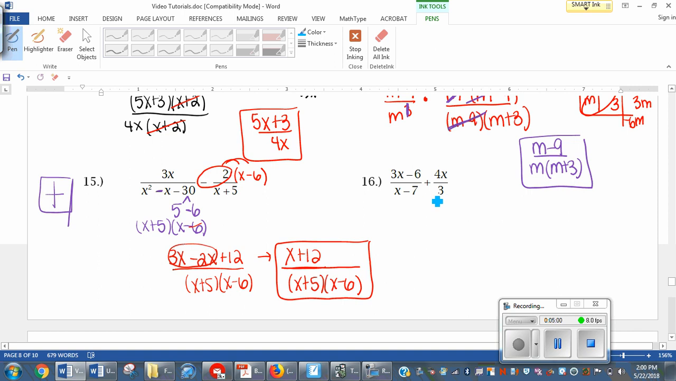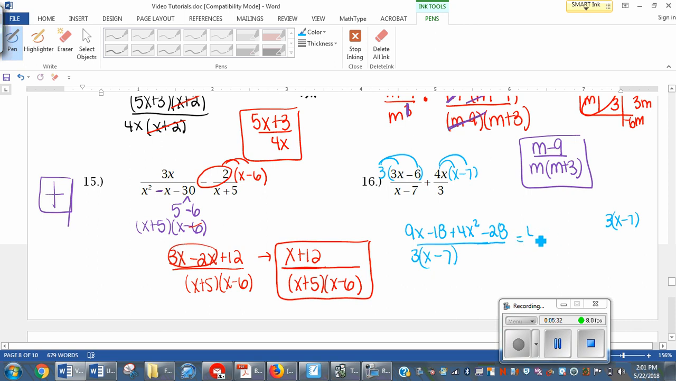Alright, so in this case we want to use both in our common denominator. We want to have 3 and x minus 7. So the first one's missing a 3. The second one's missing an x minus 7, so that we have both of them. Okay, we're going to distribute the 3, so 9x minus 18 plus 4x squared minus 28.